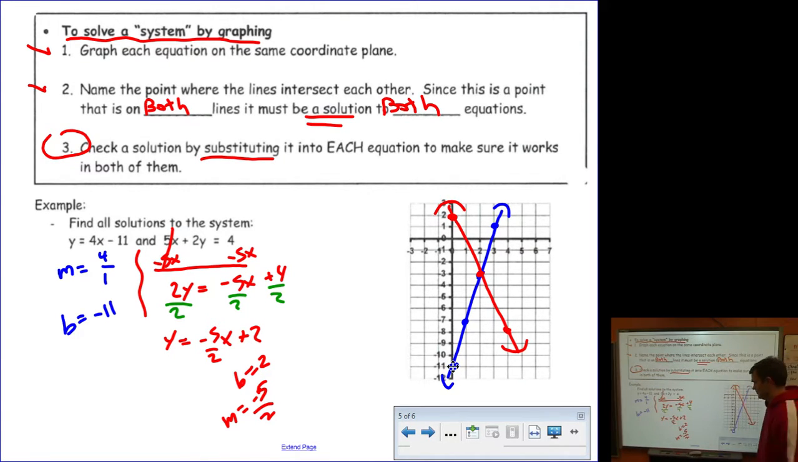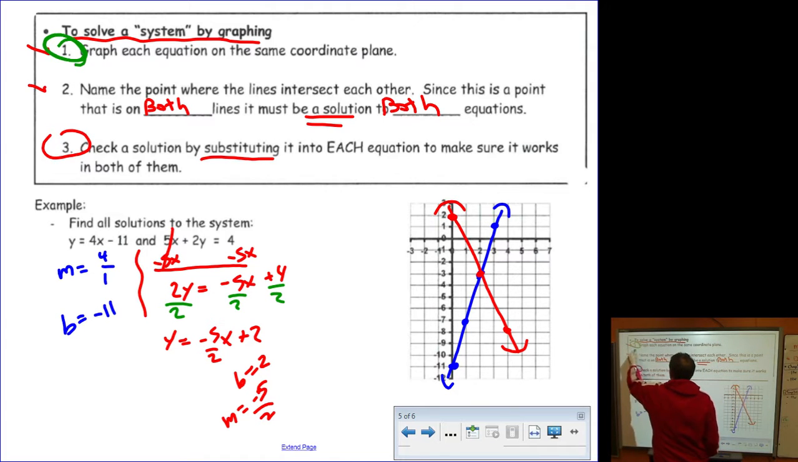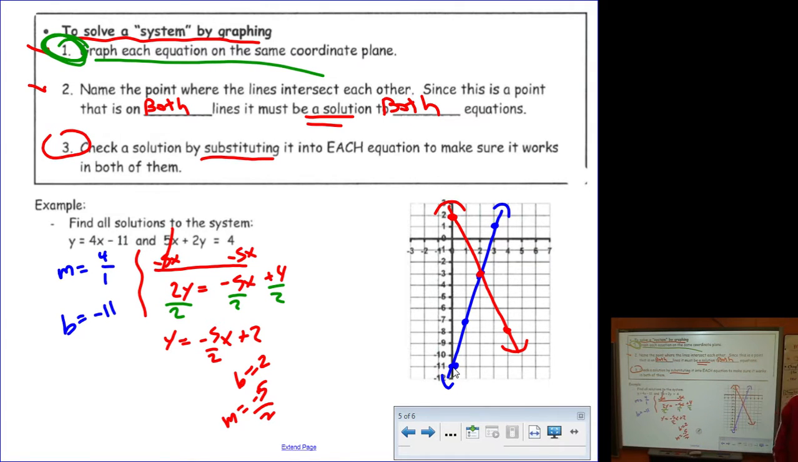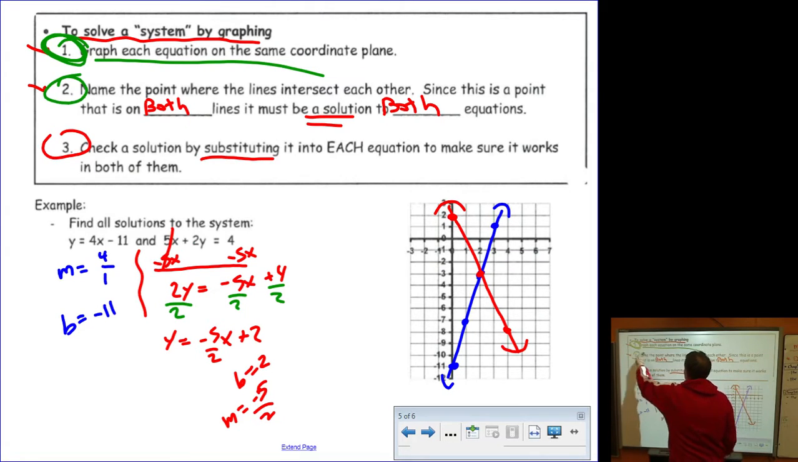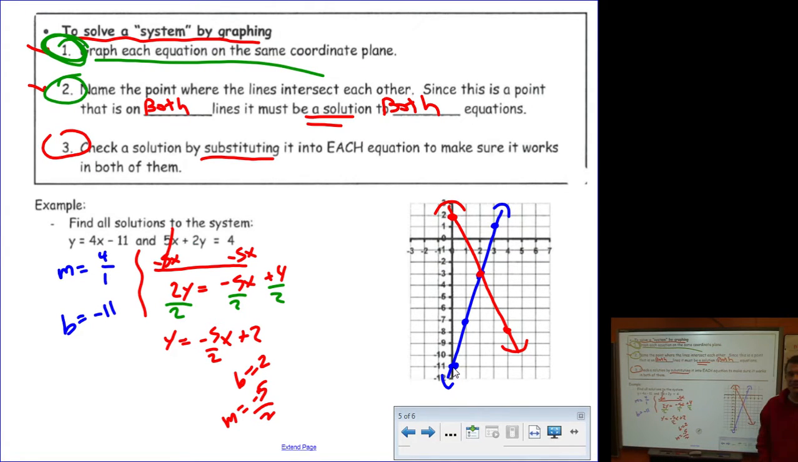All right, so I have done the first step. I have graphed each equation. The next thing I want to do is name the point where the lines intersect. Obviously, they intersect right here at the green dot. That is an ordered pair that is on both lines, and because it's on both lines, it's a solution to both equations. And that is the ordered pair 2, negative 3. I claim that 2, negative 3 is the solution to this system.